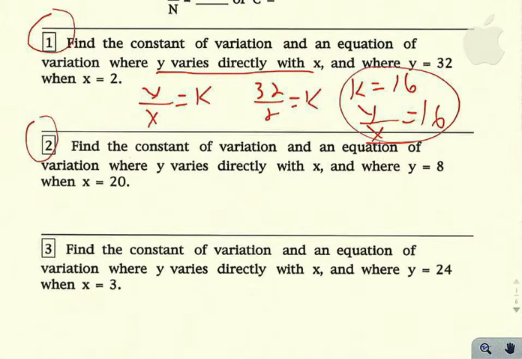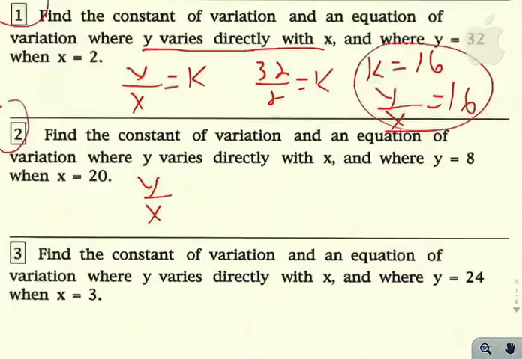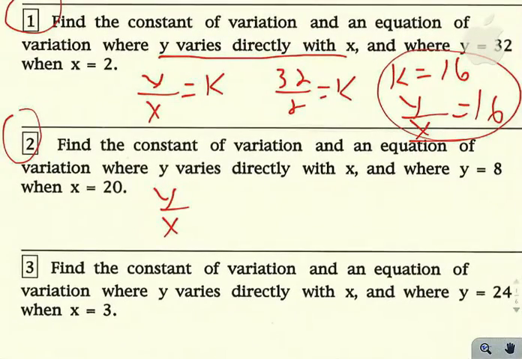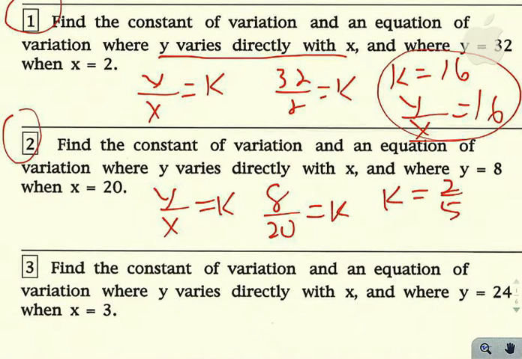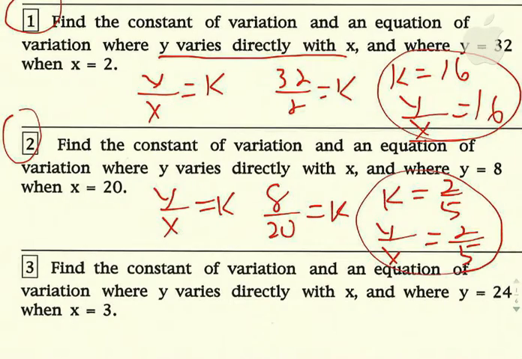2 is just like it. Y varies directly with x. And that has to be constant. So let's see, y is 8, x is 20. That makes our k 2/5. And that makes the equation y over x equals 2/5. So we found the constant of variation and the equation.